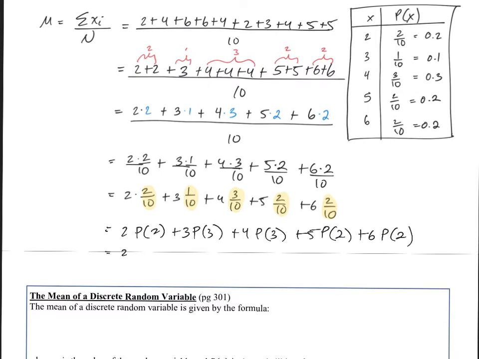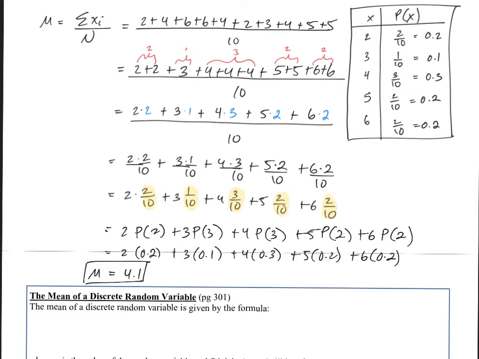Let's go ahead and type in those probabilities. Then we can plug these into a calculator and we get 4.1. So my mean is 4.1. So our answer would be the mean number of pets is 4.1.